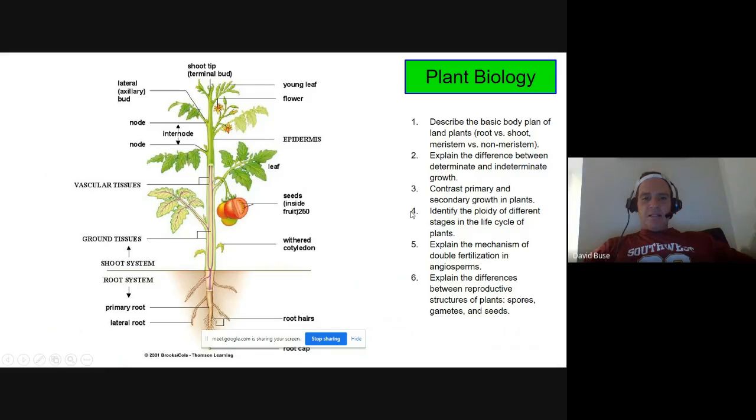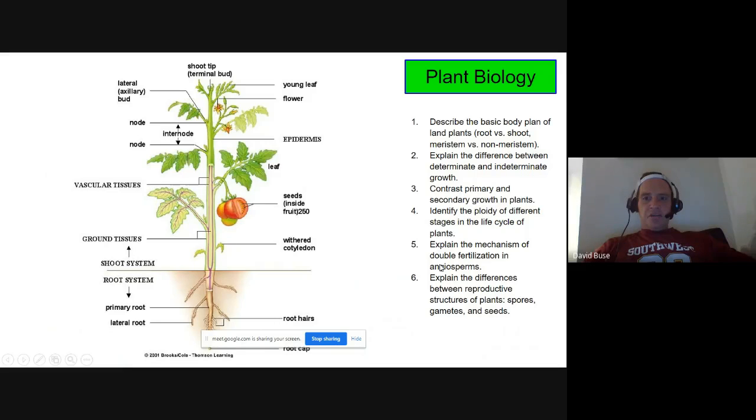Most land plants spend a portion of their life cycle as a haploid plant and a portion of their cycle as a diploid plant. This is an example of a diploid organism. It has 2 sets of chromosomes. The seeds inside the fruit are also diploid. The pollen that is produced by this plant would be an example of a haploid cell.